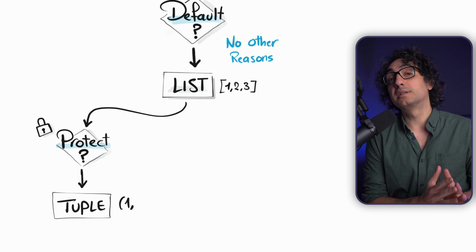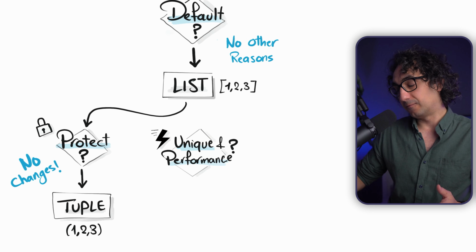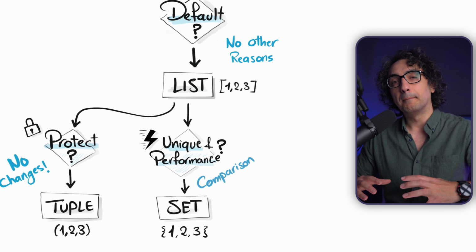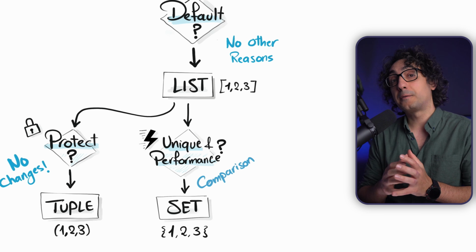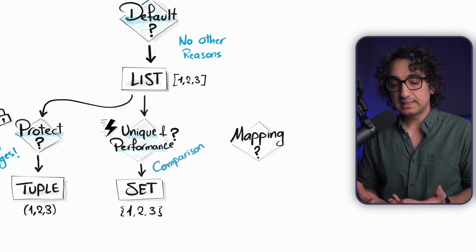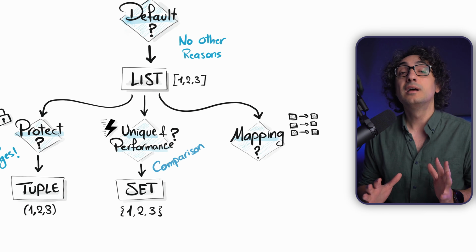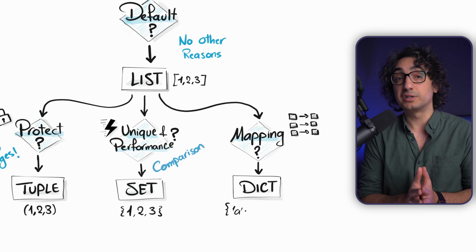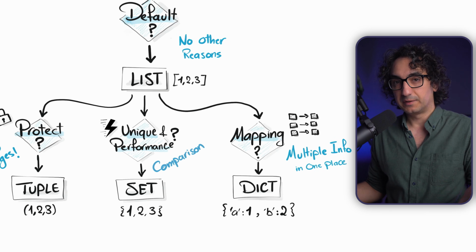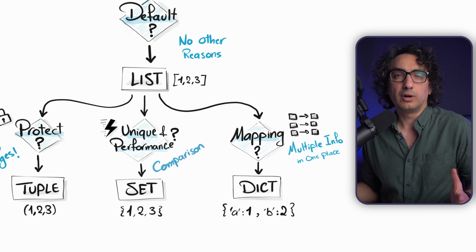And another special reason could be if the data must be unique and you want some performance, then I avoid using a list and start using a set. And especially if I want to compare multiple data sets together. And a third special reason not to use a list is if you want to do mapping. So once I have the feeling that I have multiple informations and I'm mapping stuff together, then I'm gonna go and use the dictionary instead of a list. So it's like one thing is pointing to another thing, where whenever your data has like a label, has a value, then I'm gonna go and use dictionary.